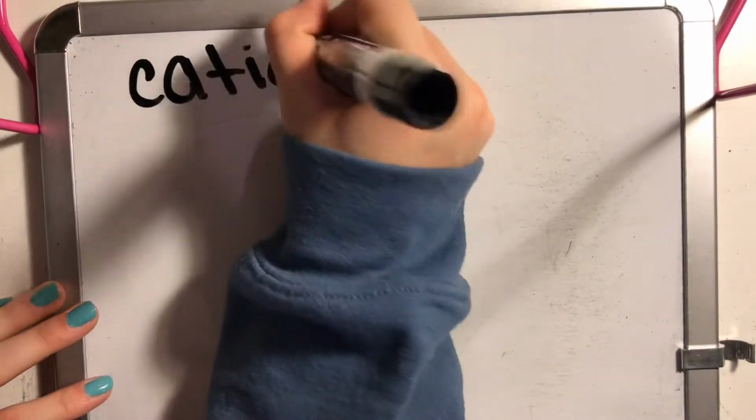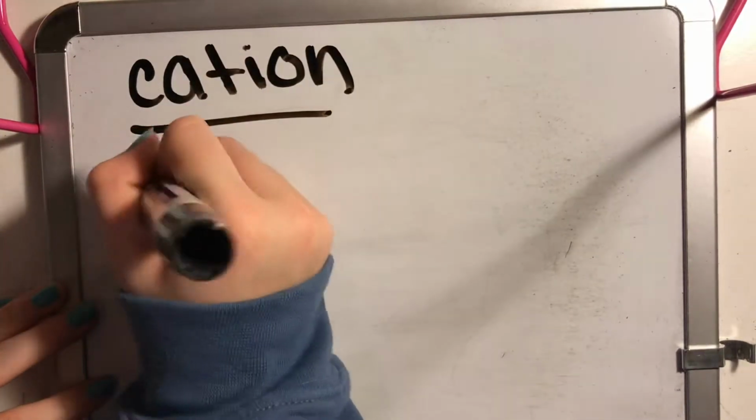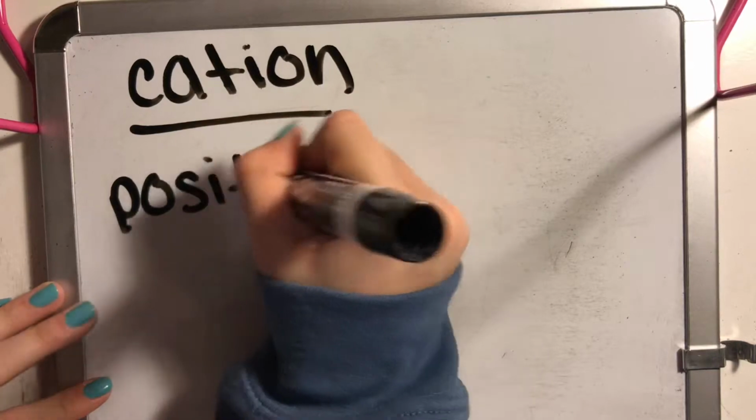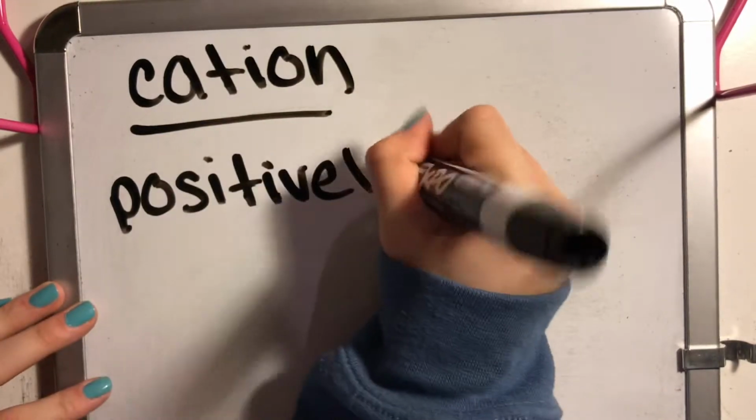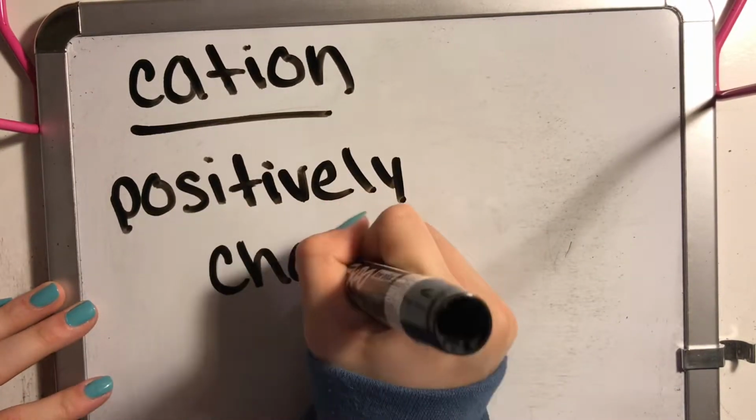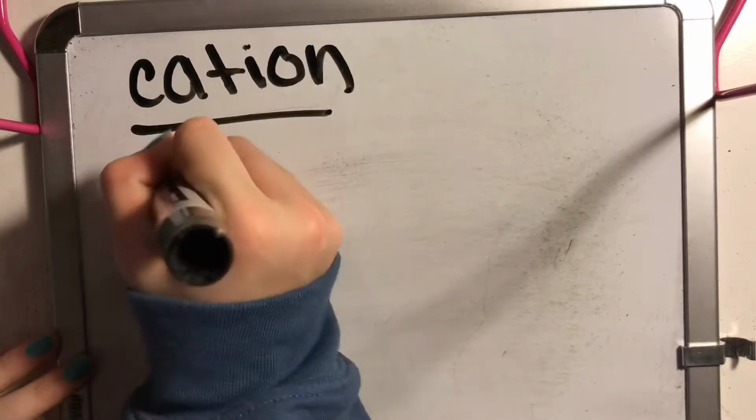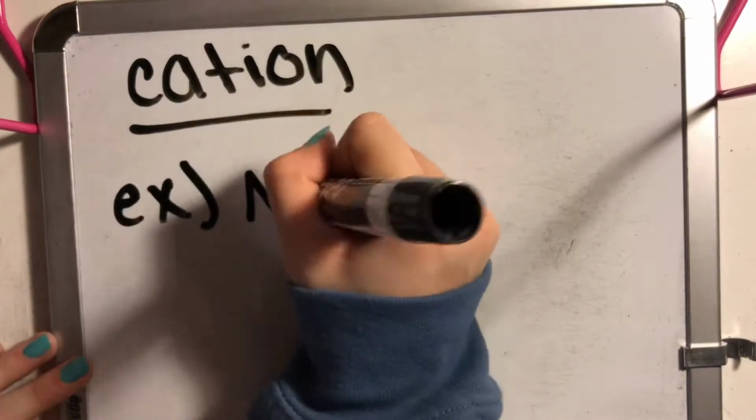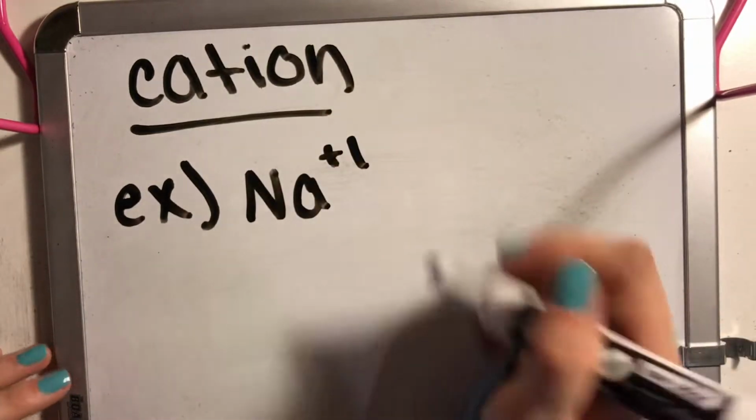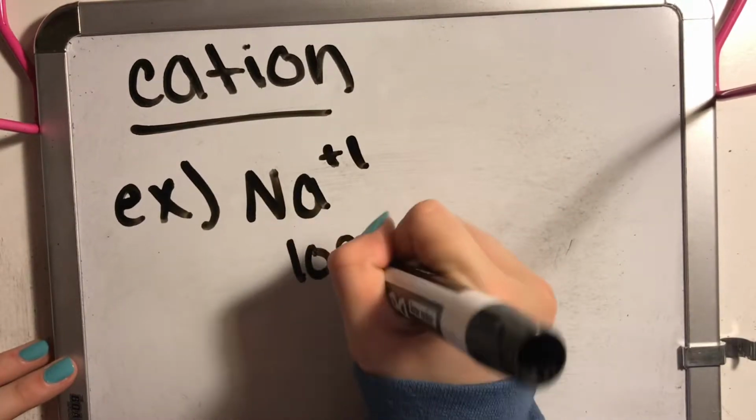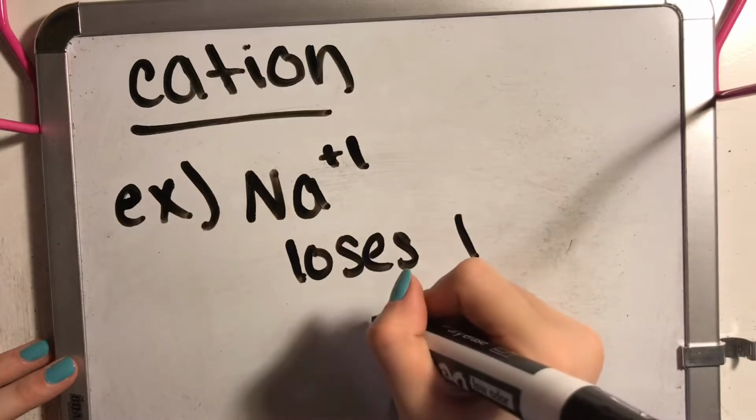Now I will talk about the difference between cations and anions. Cations are positively charged and lose electrons. An example of this would be sodium. It has to lose an electron in order for it to have a full outer shell.